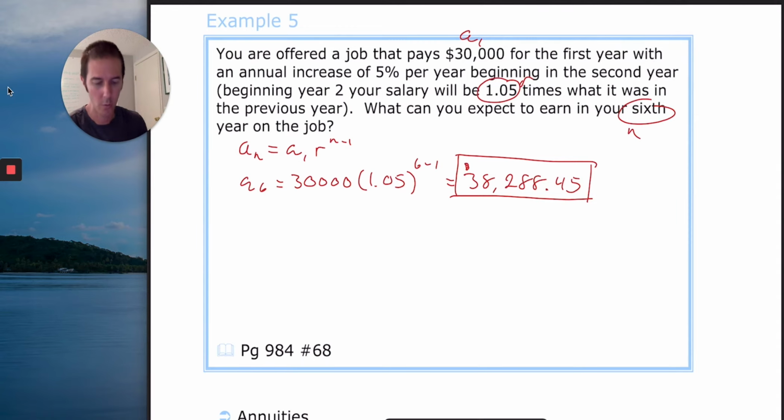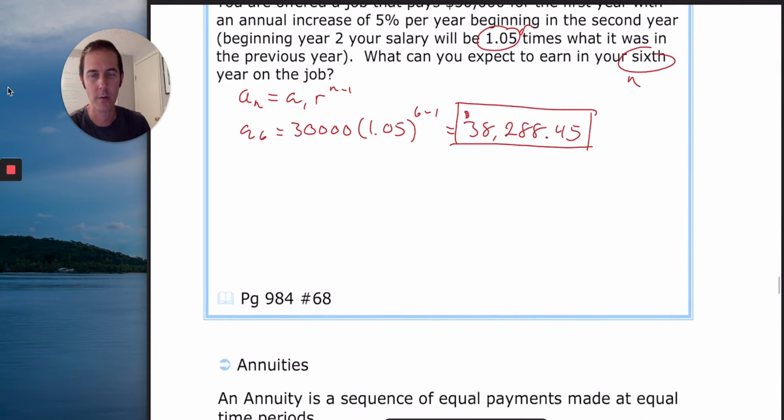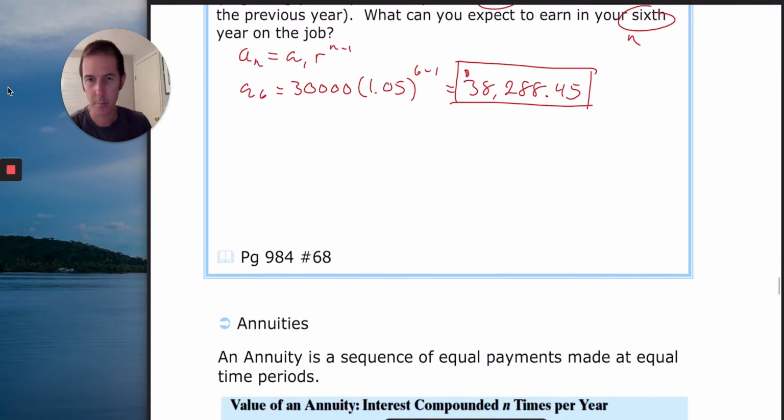Just have to know what the most appropriate formula is to use and being able to identify the values that are going into the different locations in the formula. If we wanted to add up all 6 years worth of our salary, we would be using the S as in sum, the summation formula, and we would only need the same values, a sub 1, r, and n. You could plug them in. You'll have to be careful using that formula because it's a fraction, but still very doable.